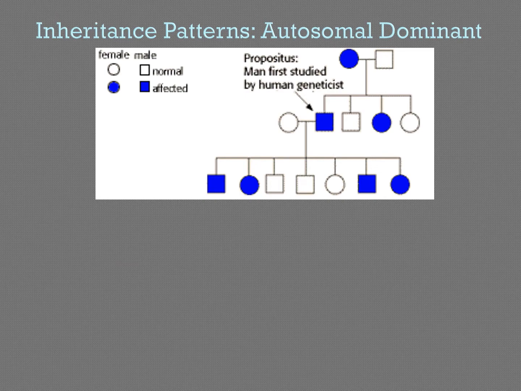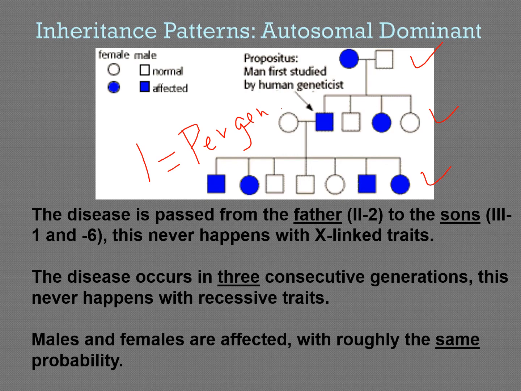So autosomal dominant. First thing you notice, every generation, at least one person per generation has this. That means that's a dominant gene. Okay, dominant. So this disease is passed from father to sons. This will never happen with X-linked genes, and we're gonna talk about that next.